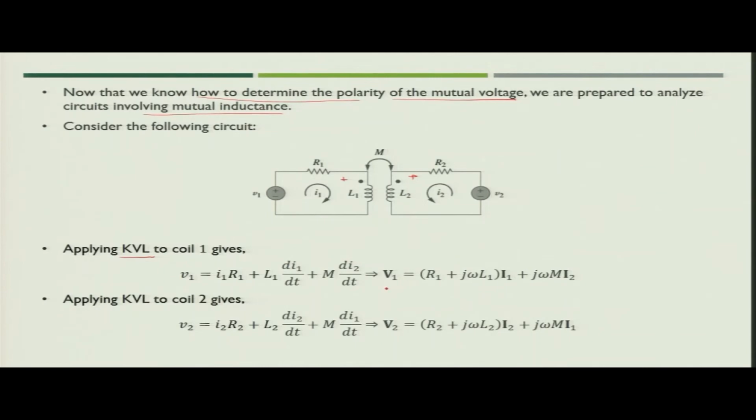or in the frequency domain you can write V1 is equal to (R1 plus jωL1) into I1 plus jωM I2. Now, for the second coil, V2 is equal to I2 R2 plus L2 dI2/dt plus M dI1/dt, because the induced mutual voltage will be of positive polarity in this case also. So, you can write V2 is equal to (R2 plus jωL2) into I2 plus jωM I1.